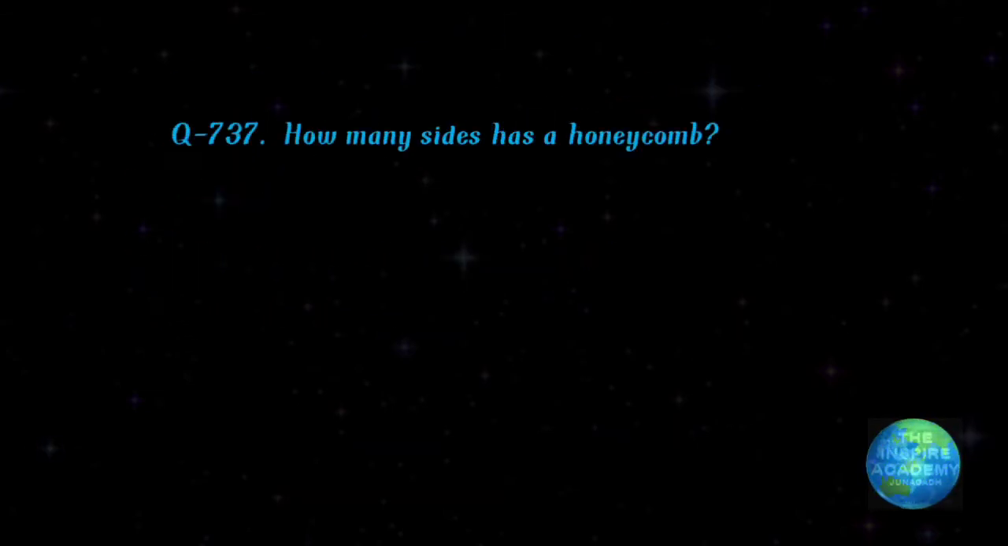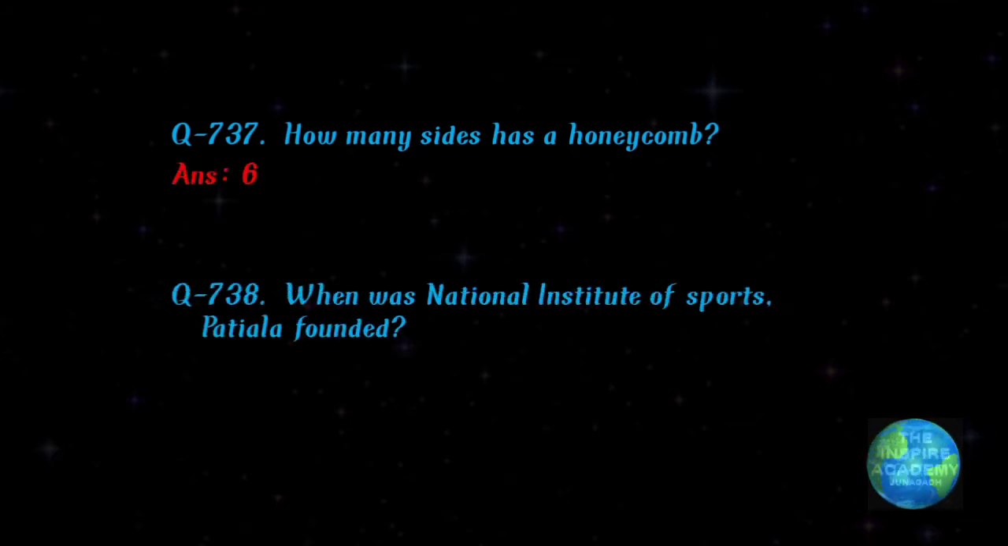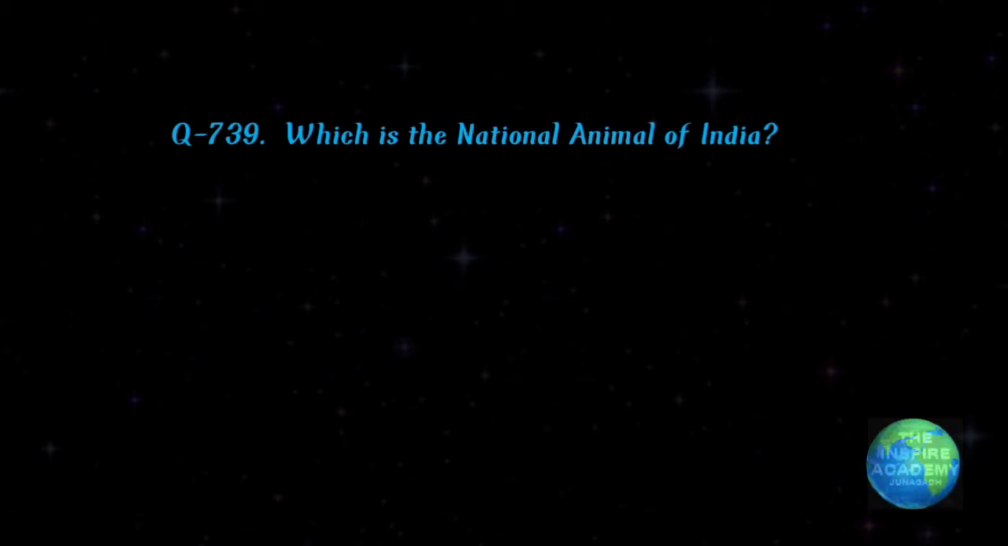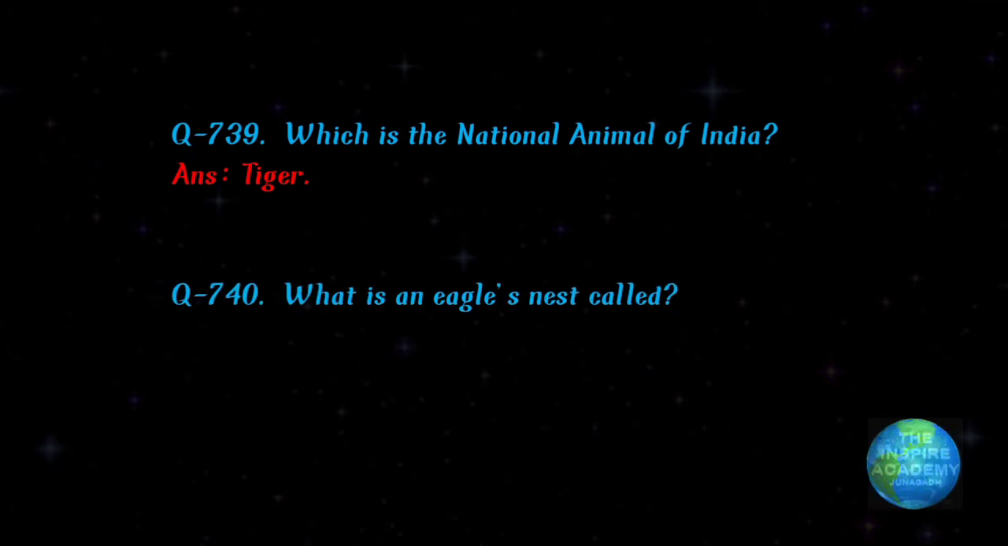How many sides has a honeycomb? 6. When was the National Institute of Sports, Patiala, founded? 1961. Which is the national animal of India? Tiger. What is an eagle's nest called? An eyrie.